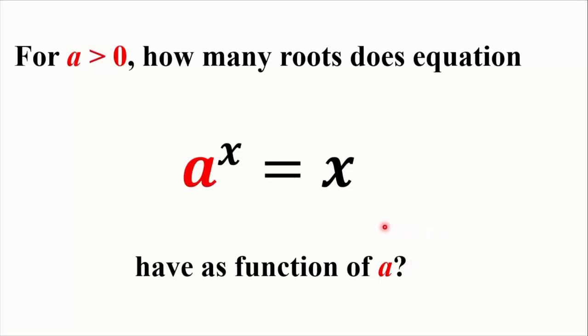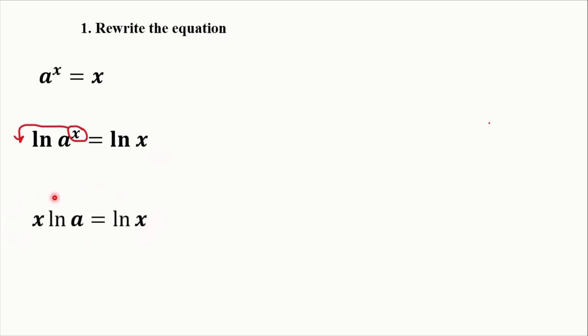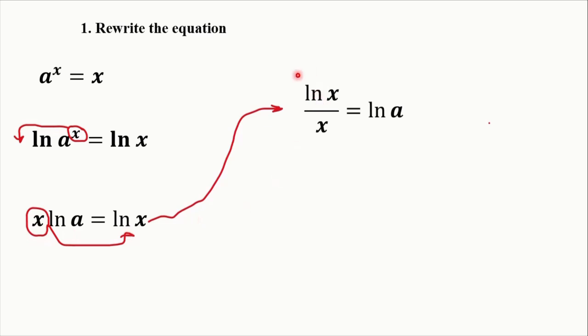In this video, we will find how many roots this equation has as a function of positive a. As a first step, we rewrite our equation by taking a logarithm of both parts of it. So we have this form. We use the features of logarithm and rewrite this equation as follows. We divide now both parts of this equation by x, and finally we get this form of the original equation.